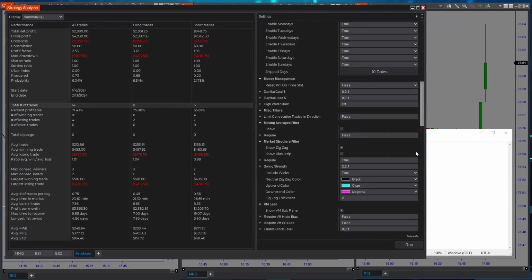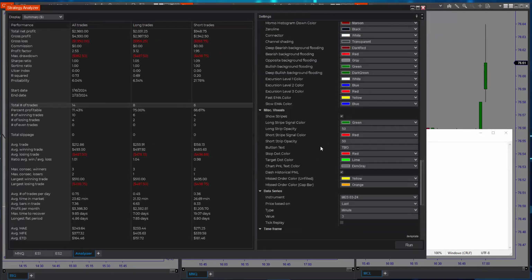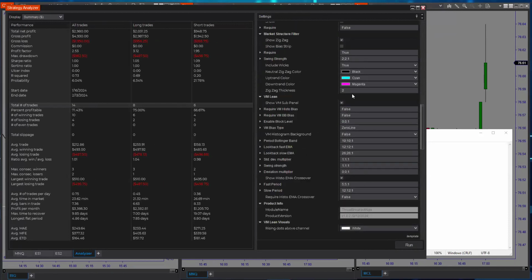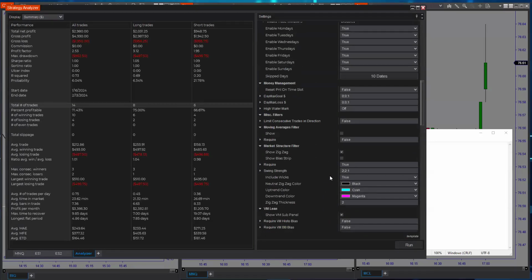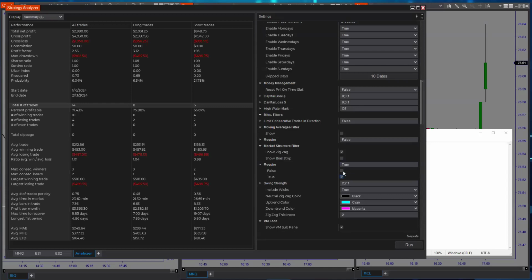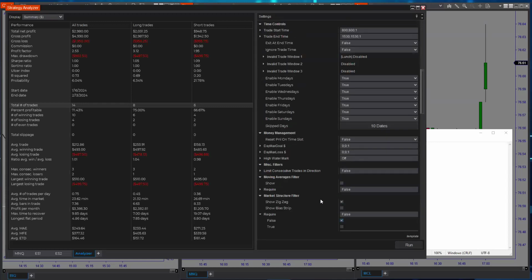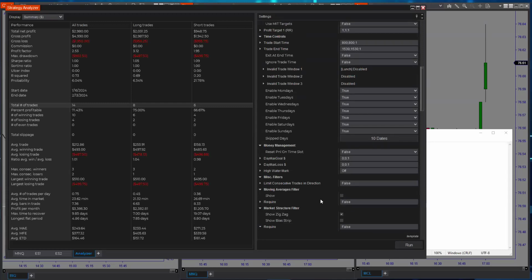Okay, so what I'm going to do here is go down and turn off all the filters. So I don't want any of these to be required. Looks like we're good there. False. Cool. Okay, zigzags. I'm going to turn it off. I'm going to make it false for now because these are filters. They're designed to filter out trades.